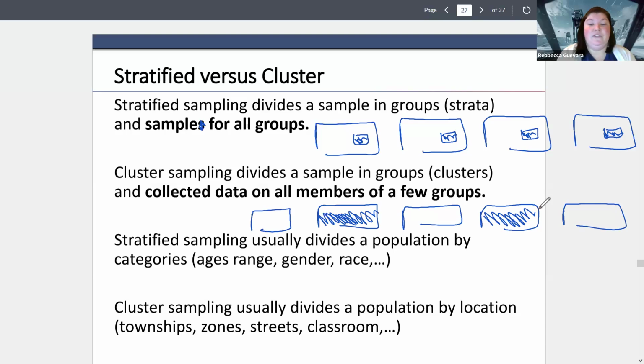Cluster sample usually divides a population by their location. So we split a county by townships and we just select townships. Or in that one case, we broke it up by zones and we select certain zones. If you're looking at a town, you might just go to certain streets. If you were sampling at a school, you might just hit like 3 different classrooms and just talk to everybody in that classroom. So cluster is usually more location based when you're breaking up your population.